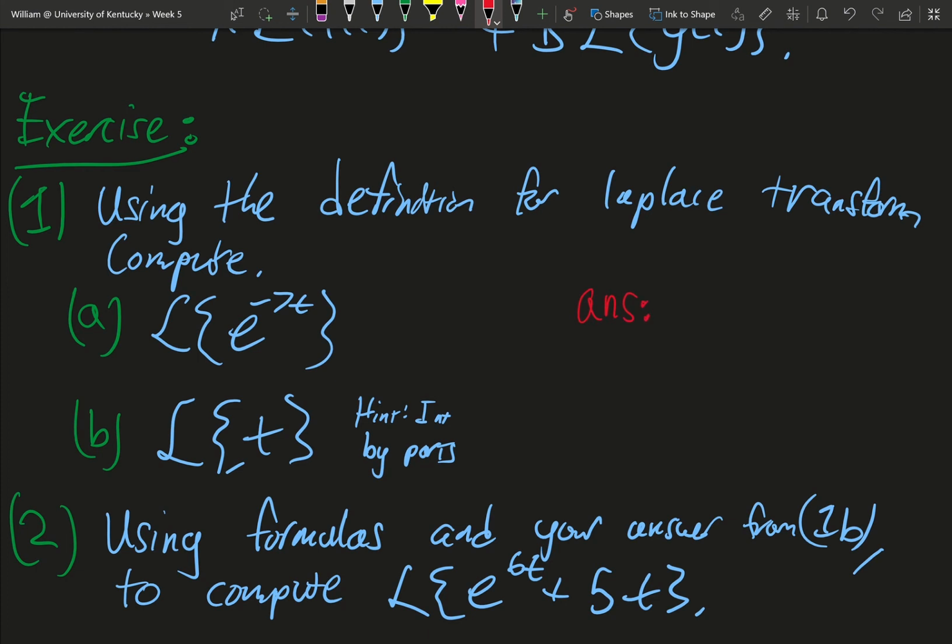All right. So again, for this one, you actually do the integral, but you should have gotten, as we already know, that your answer should have been 1 over s plus 7, and it was valid for any s greater than negative 7.